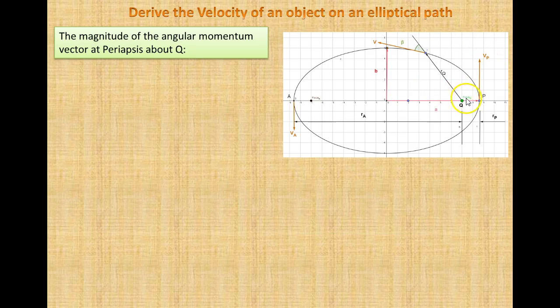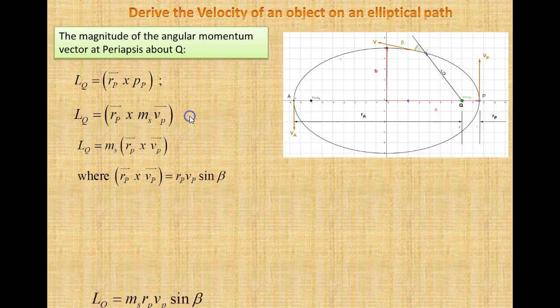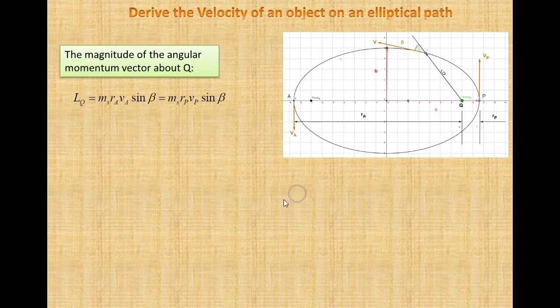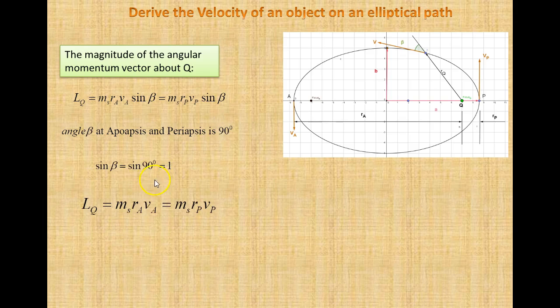Okay, and if we do the same thing about Q at point P, it's the same equations, and we come out to our angular momentum about Q is equal to mass of satellite times the magnitude of RP times the magnitude of VP times the sine of angle beta, and we know angle beta is 90 degrees at P. Let's continue. So therefore, they're equal to each other. And angle beta at apoapsis and periapsis is 90 degrees, and the sine of 90 degrees is 1. So we have these two equations equal to each other.